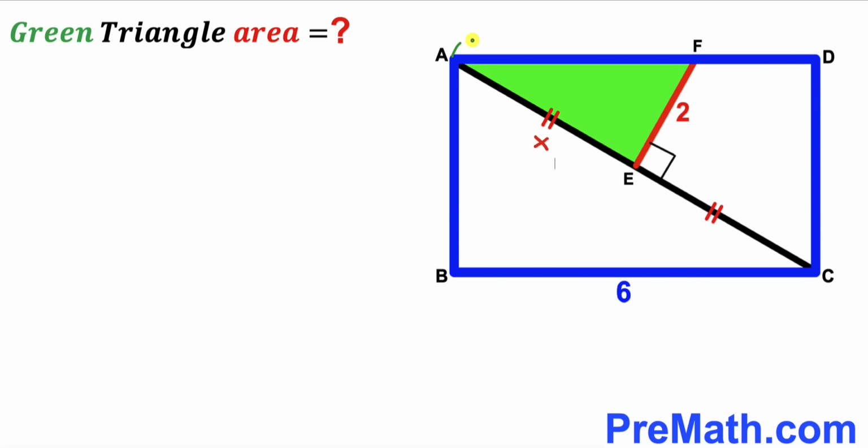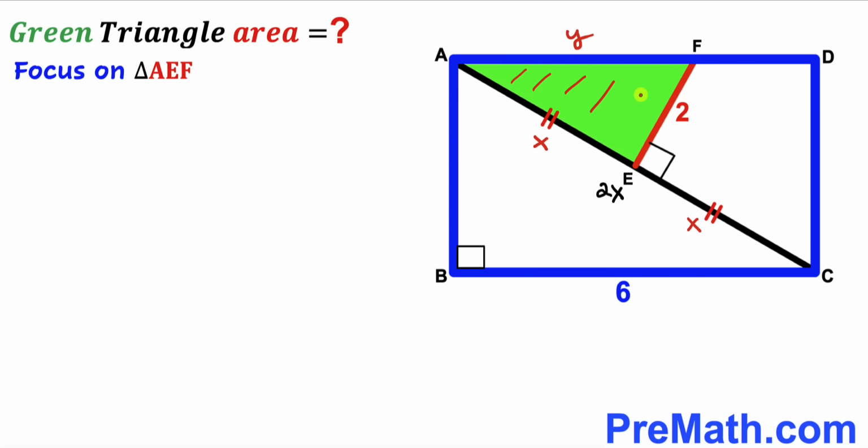And I'm going to label this side AF length as Y. And now let's make an observation. We know this segment AE length equals this segment CE length. If this is X, then this CE length has got to be X as well. So therefore, the total length of this diagonal AC is going to be X plus X, which gives us 2 times X. And furthermore, this angle has got to be a 90 degrees angle since we are dealing with this rectangle. And now we are going to focus on this green shaded triangle AEF.